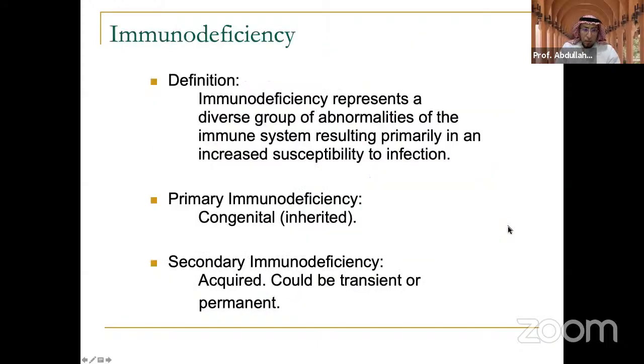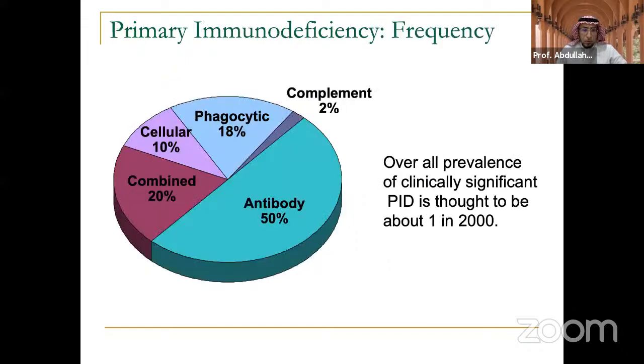So having this in mind, let's go straight to the definition of immune deficiency. Immune deficiency represents a diverse group of abnormalities of the immune system, resulting primarily in an increased susceptibility to infection. So this is the hallmark of immunodeficiency, and it is either primary, which is inherited or congenital, or secondary, which is acquired, which could be transient or permanent. Now, the focus of this talk would be primary immune deficiencies. And primary immune deficiency can affect any line of the immune system.